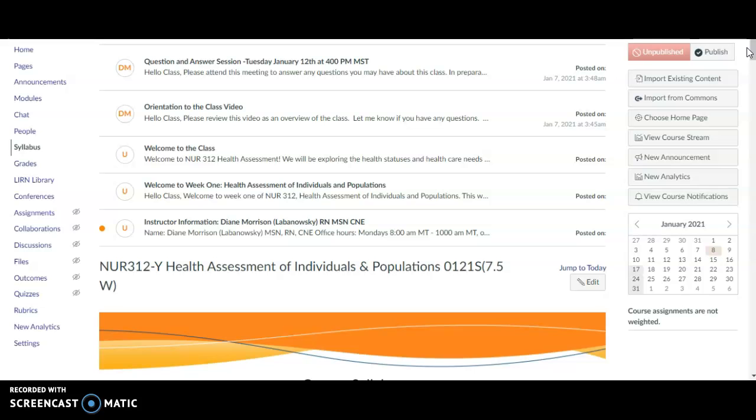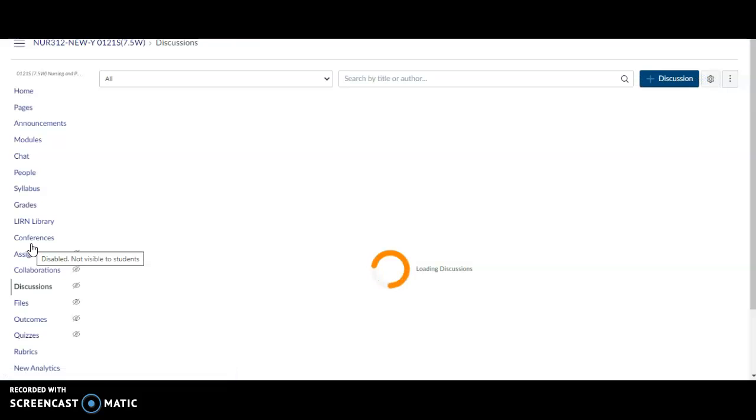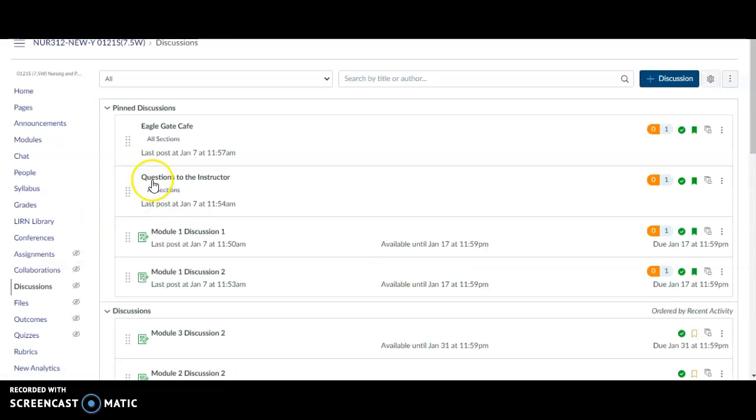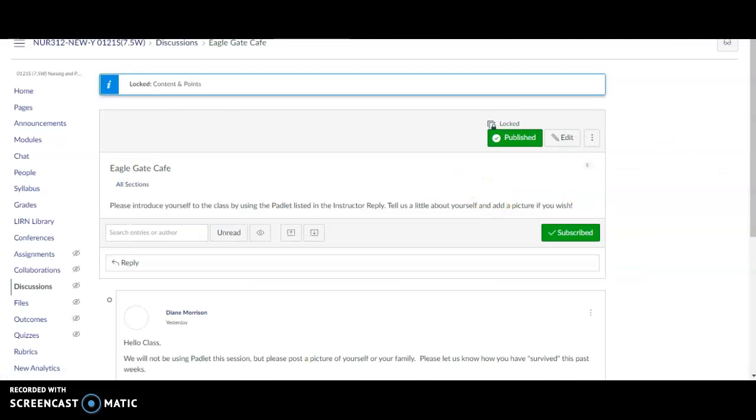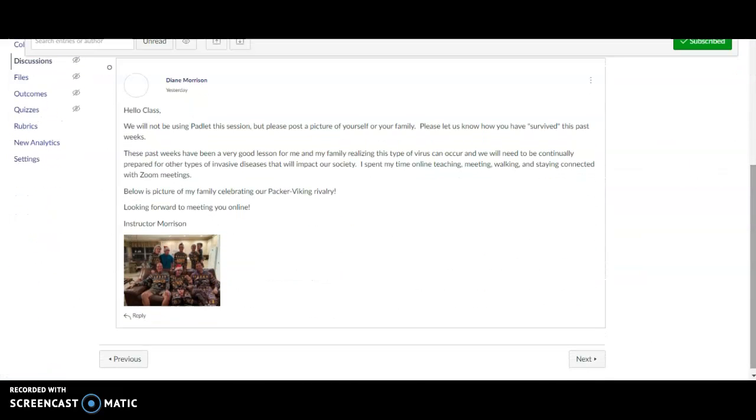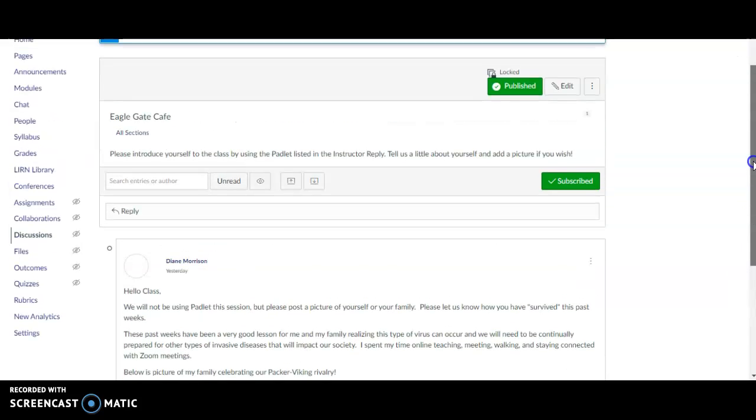And also make sure that you add to the Eagle Gate Cafe so I can get to know you. In the past, we had used Padlet, but we're breaking away from that and just answer this discussion question. It's not the same as you have in the past, and I'd love to see a picture of you because that way I can put a name and a face together.